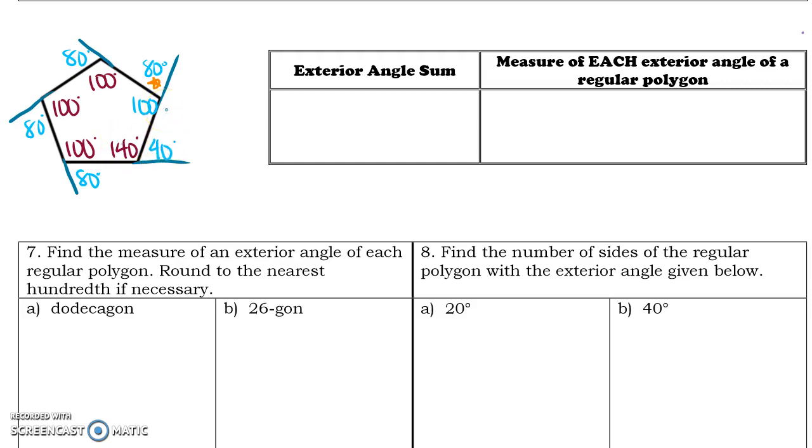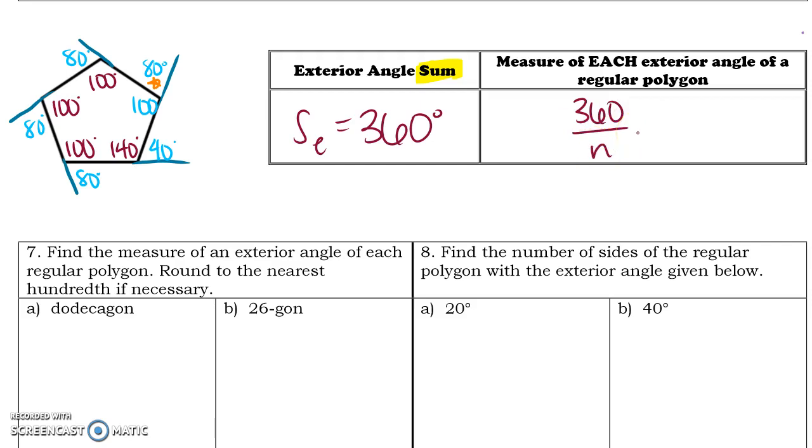And I want you to take a moment, add all the exterior angles together. Pause it, add them all up. Did you get 360? That is true. The sum of the exterior angles is always 360 degrees. The sum of the exterior angles, no matter how many sides it has, is always 360 degrees. Okay, but if you wanted to find each exterior angle, just like before, you take the sum and you divide it by the number of sides.